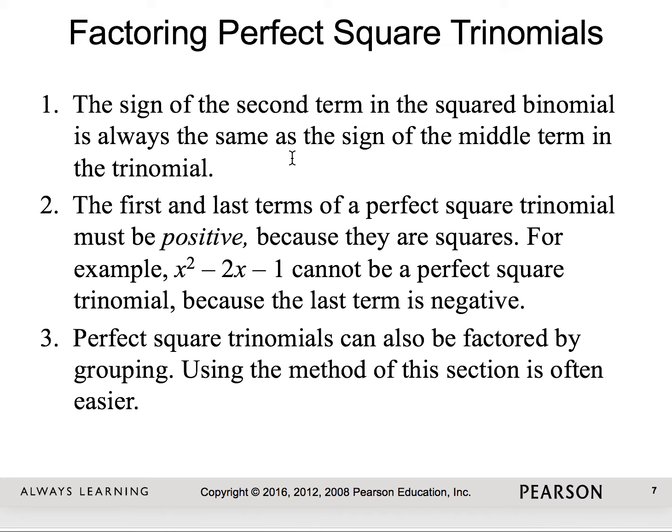Oh, they worded that weird. Okay, the sign that you use after you're factoring it is the same as that sign between the first two terms. That's a better way of saying that. Okay, the first and last terms have to be positive. So this has to be a plus and that has to be a plus. And then this is the sign you use in your binomial. They can also be factored by grouping, but using the shortcut is a lot easier.